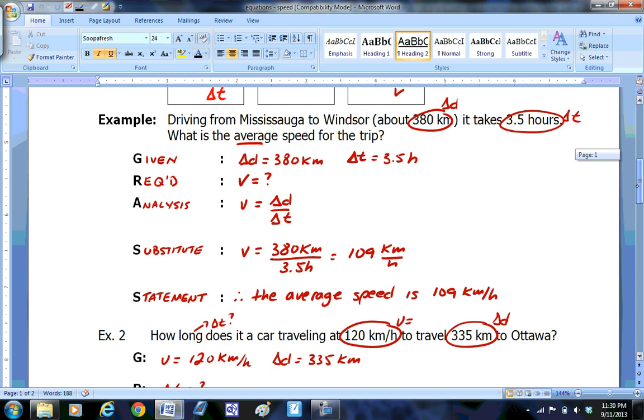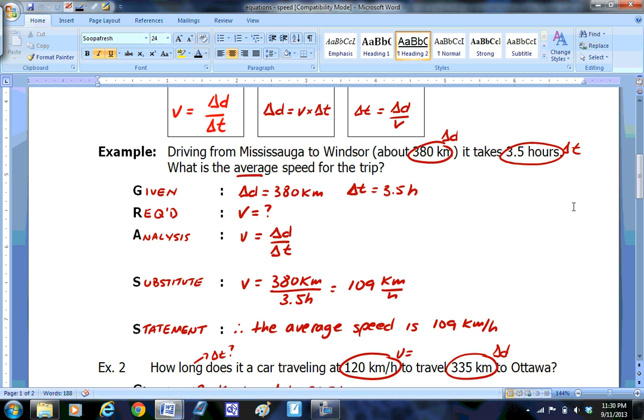Now, when we're doing problems, we're going to be using the GRASP or GRASS method. You've done this before in grade 9, probably in grade 10. So the G is what you're given in the problem. The R is what you are trying to find, the required. Analysis just means you're doing some thinking, you're figuring out the equation. Substitute, you plug the numbers in. And in your statement, you just write down the final answer in the form of a statement.